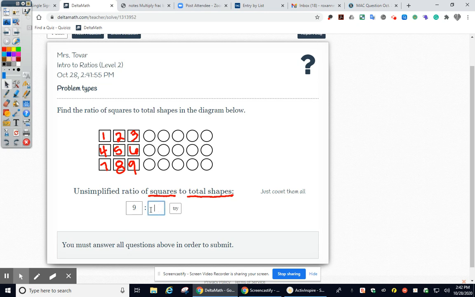All right, now it wants the total amount of shapes. So both of these are shapes, so I just need to continue. So we have 10, 11, 12, 13, 14, 15, 16, 17, 18, 19, 20, 21, 22, 23, and 24. All right, so we're going to go ahead and put 24 here. Okay, then we're going to hit try.